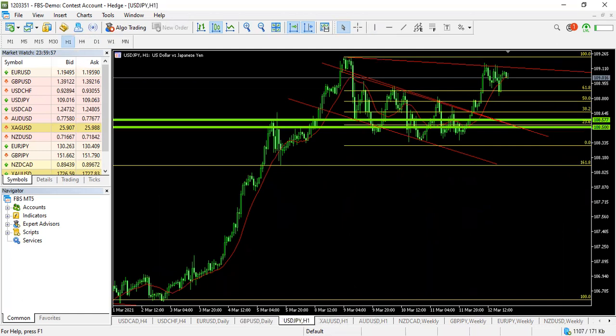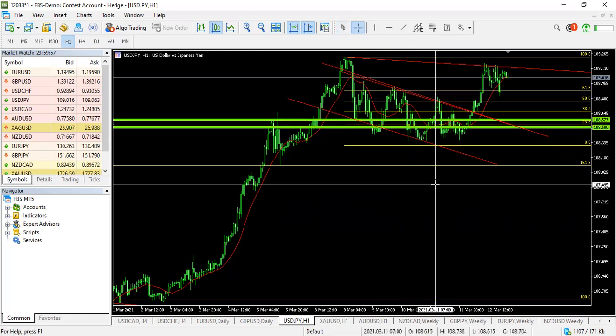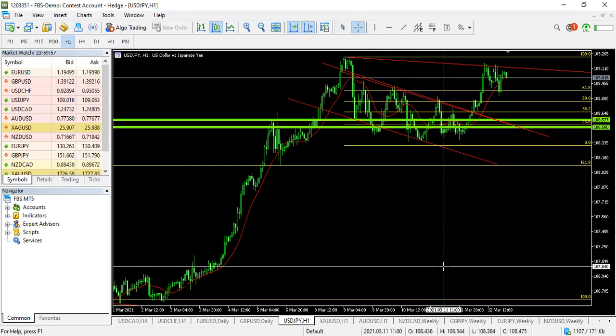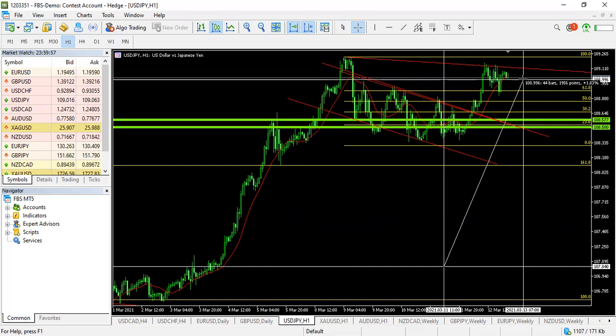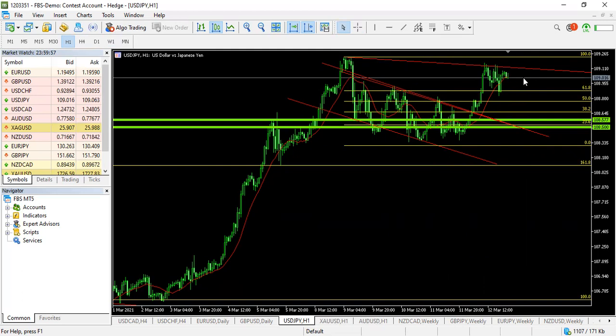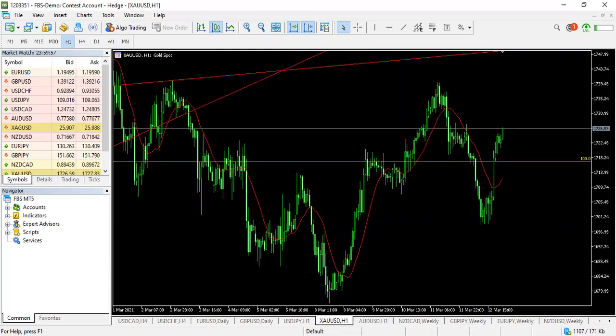The USD JPY, it's also a bit trapped here, but also I can't really find any significant areas to buy or sell. However, next week's pivot point is at 107,00, which is here, which is about 200 pips away. I don't know if the market would actually get to that zone, or is it gonna break higher. So we wait and see also on that what happens.